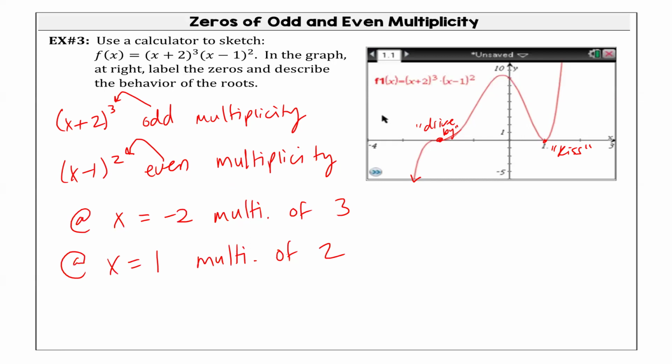Okay. Real words, real terms. This is crossing the x-axis at a change in rate, correct? All right. I'm using the real terms here so we understand. This is tangent to the x-axis. Okay. Crossing the x-axis at a change in rate, tangent to the x-axis. All right. So we know the math vocabulary, but these are friendly ways of remembering.